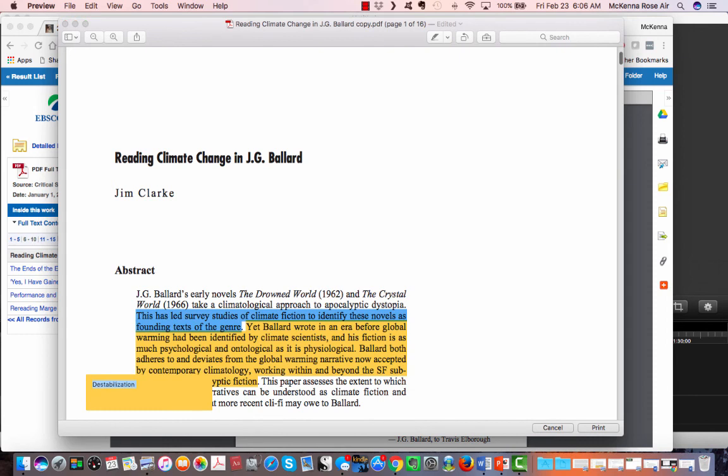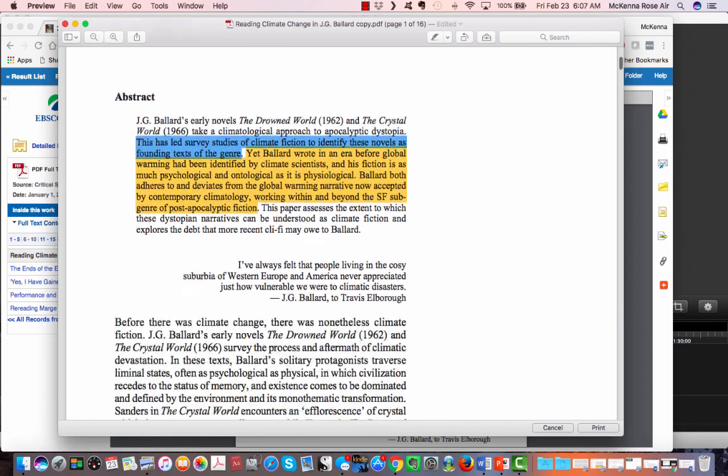So there's the destabilization. All right, so he's set up this condition and destabilization. On the one hand, this book's been read as a foundational text in climate fiction, and yet, if you think about Ballard within his social context, you can see that we might want to interpret it as psychological or ontological, as opposed to a progenitor of climate fiction. So that's the condition that he sets up.